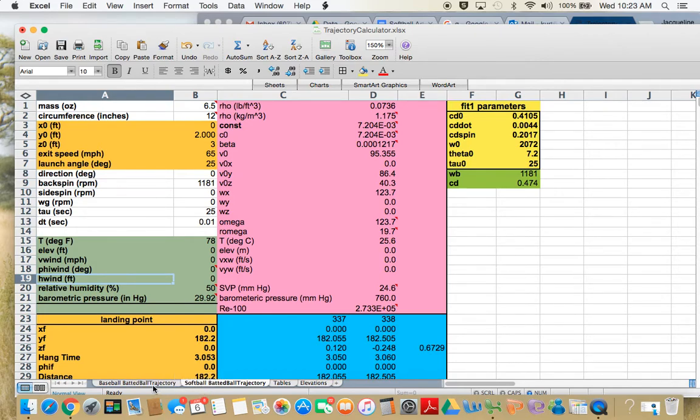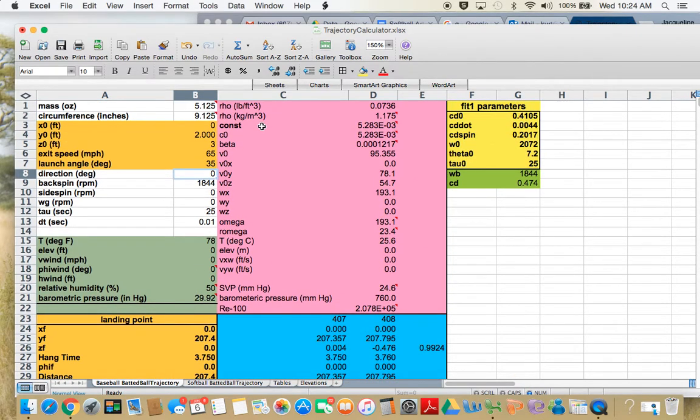So first, let's look at baseball because we see baseball on TV a lot and we see guys hitting the ball 100 miles an hour and stuff. And that kind of gives us an idea of how hard it is to hit a ball over the fence in baseball versus how hard it is to hit the ball over the fence in softball. So here's the baseball one, right?